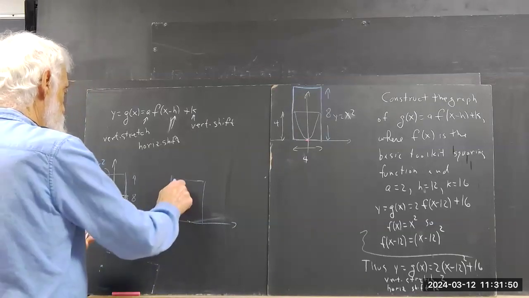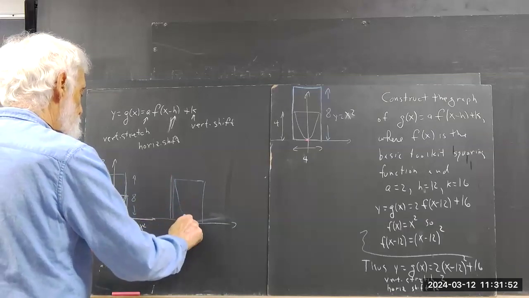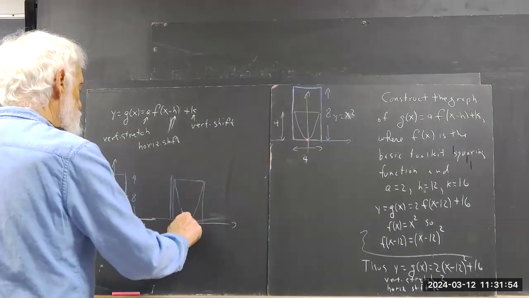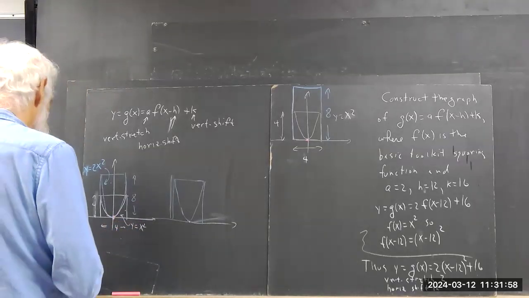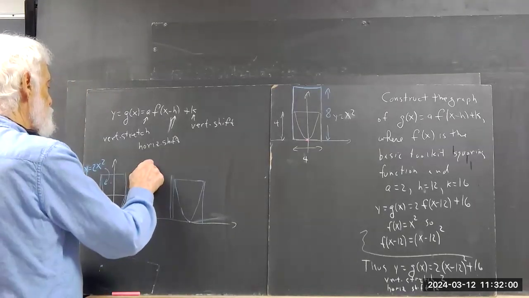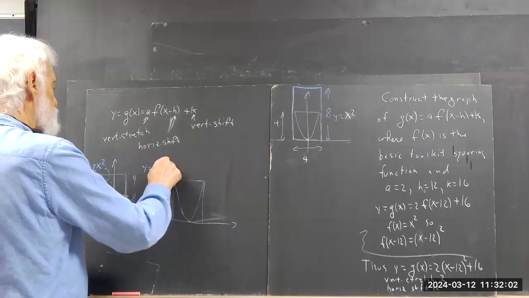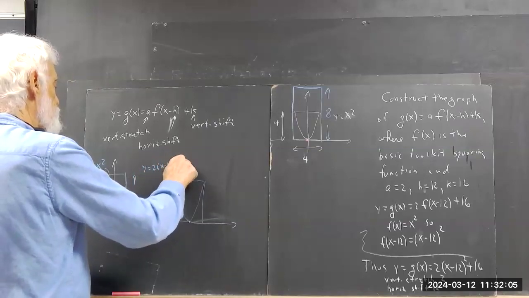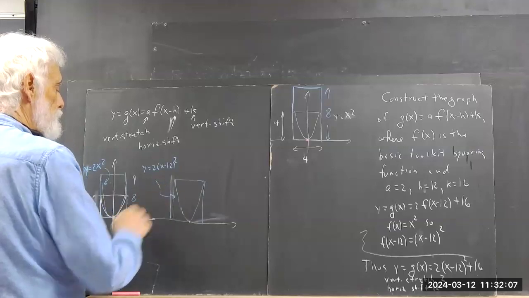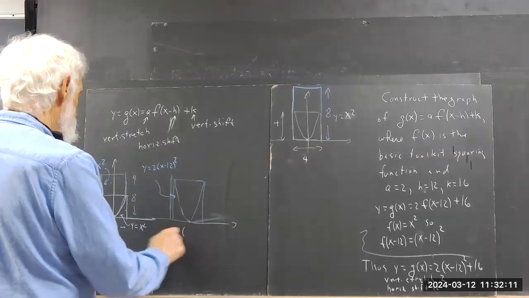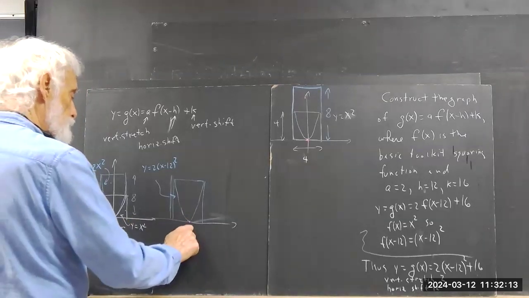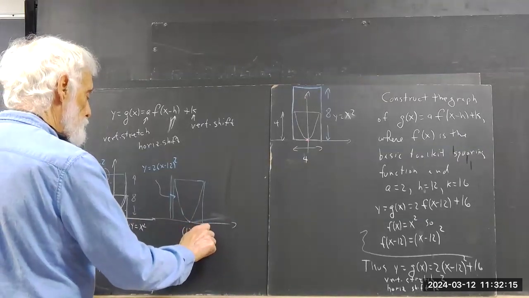Okay, so here we have it. And now this is y equals 2 times the quantity x minus 12 squared. And the red dot is now at the point, we've moved it over 12 units. This is going to be the point (12, 0).